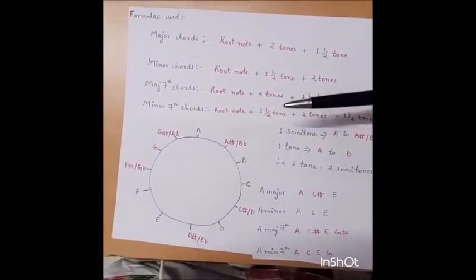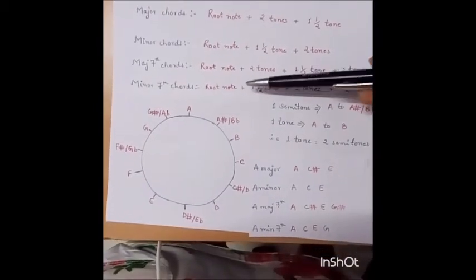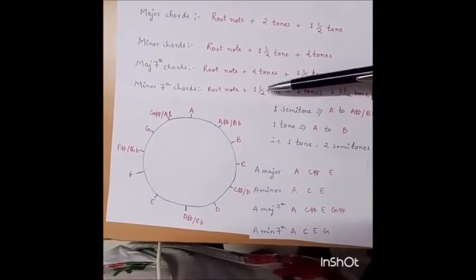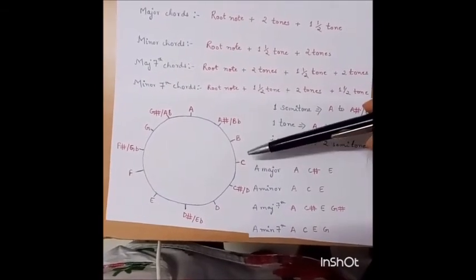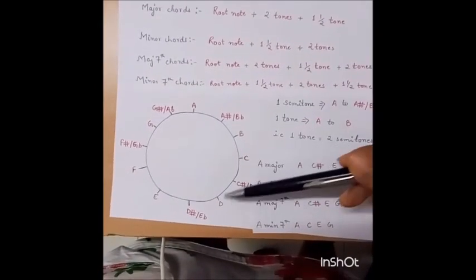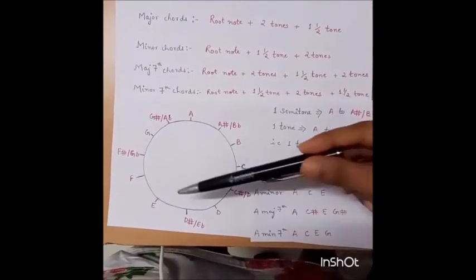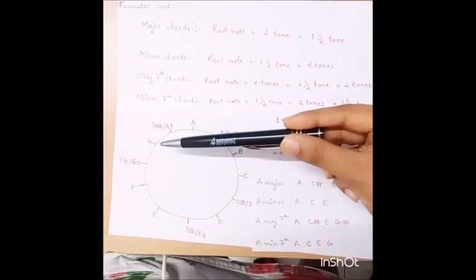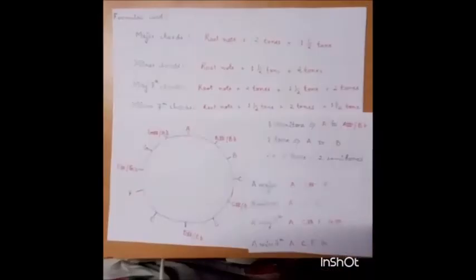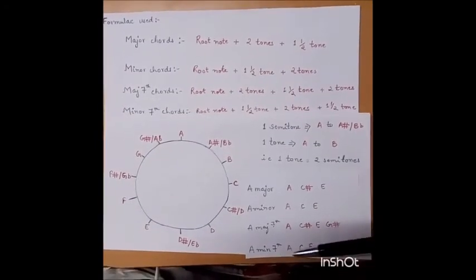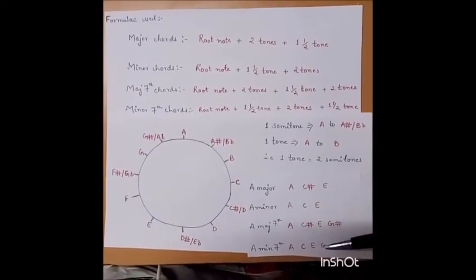Then we come to the minor 7th chords. So for A minor 7th chord, we will again have root note, which is A. Then we have 1.5 tone, that is C. Then we have 2 tones, 1, 2, that is E. Then we have 1.5 tone, that is G. So hence we have the 4 notes for A minor 7th. These are A, C, E and G.